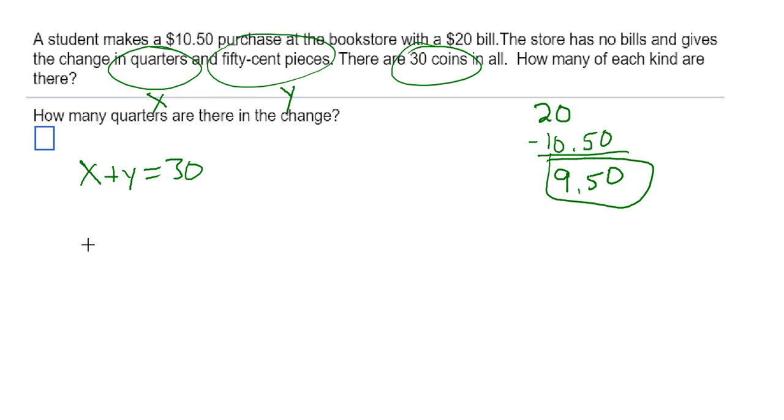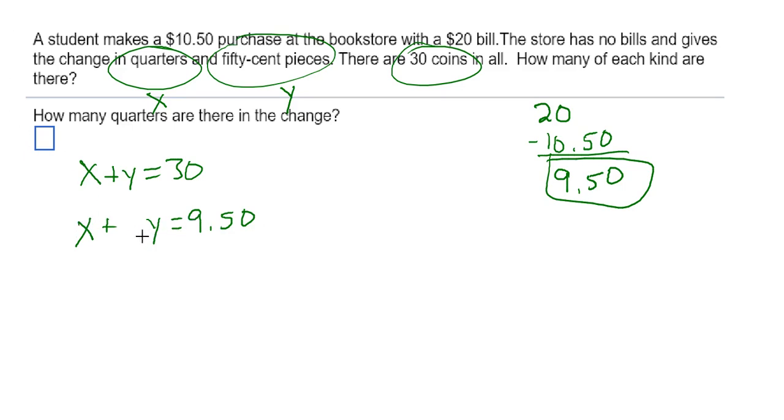And we talked about this earlier in the video, but sometimes I'll get students doing it here as well. They'll say, okay, well, x plus y equals $9.50. The change they're getting is $9.50. So they'll say x plus y is $9.50. But that isn't correct. This equation is not correct.